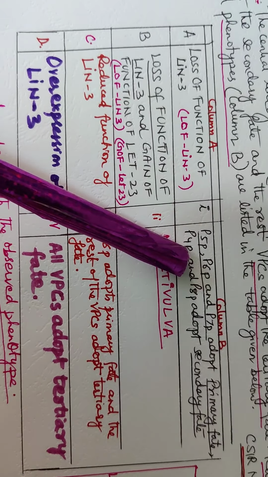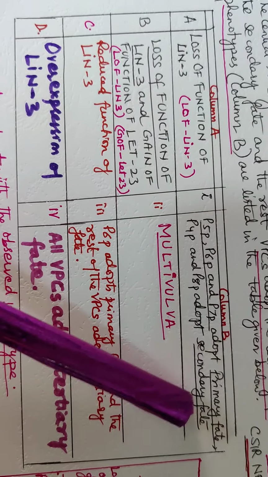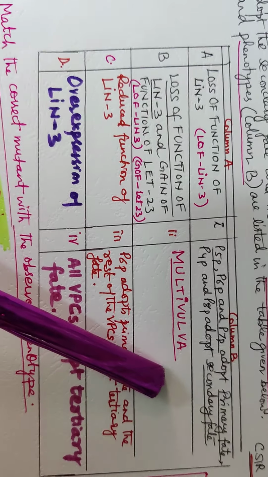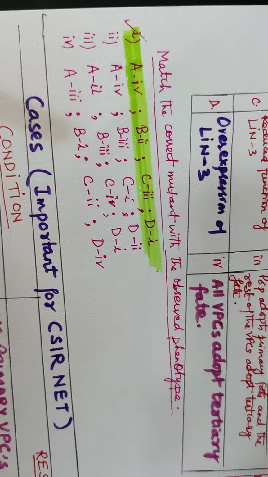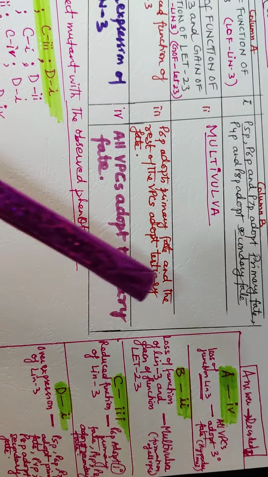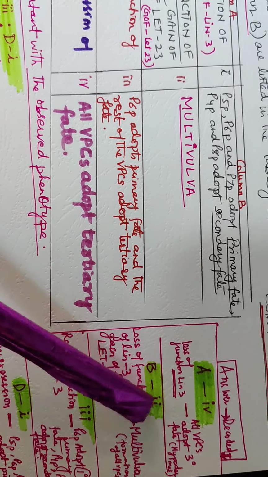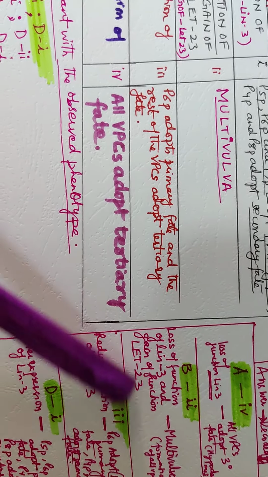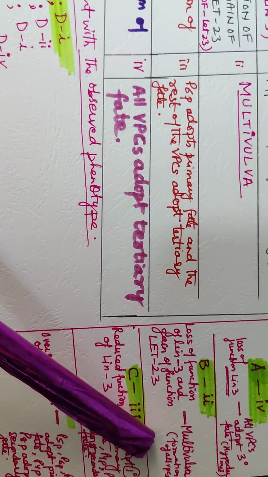The first part in column B, P5.p, P6.p, P7.p adopt primary fate, P4.p and P8.p adopt secondary fate. This is the answer for it. Now there are more cases which we can see. Here I have written directly the answer in front of each. Loss of function of lin3: all VPCs adopt tertiary fate. Loss of function of lin3 and gain of function of let23: multivulva formation takes place.